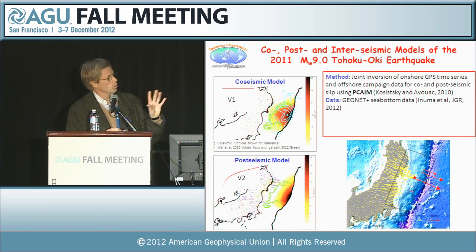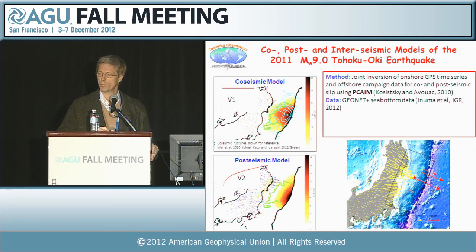We have a clue about what happened here from comparing the coseismic and the post-seismic slip associated to the Tohoku earthquake. What I'm showing here is the result of the inversion of the geodetic time series from GeoNet, and including also the sea bottom measurements. We've done a joint inversion of the time series for both the coseismic and the post-seismic. It's important to do that because the sea bottom data cover both the coseismic and several weeks of post-seismic data.